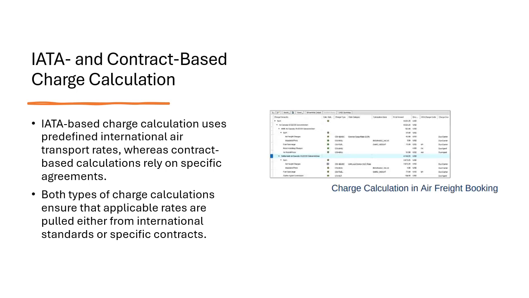So this figure shows the calculation of charges during the air freight booking, such as airway bill printing and carrier settlement charges. So SAP TM can automatically select the appropriate rate category based on details for air freight booking.